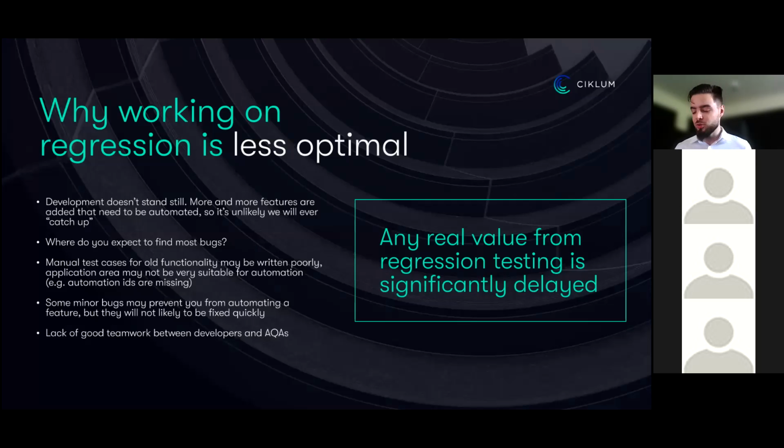So before we move on to progressive tests, let's talk about why the standard approach of working on regression is less optimal. So first of all, development never stands still. Usually test managers, when they think about this, they think, oh, we're going to start covering regression, then we're going to be done at some point. And then once we cover this regression, we're going to move back, we're going to catch up with development, and then we're going to try to write tests for features which are under development.